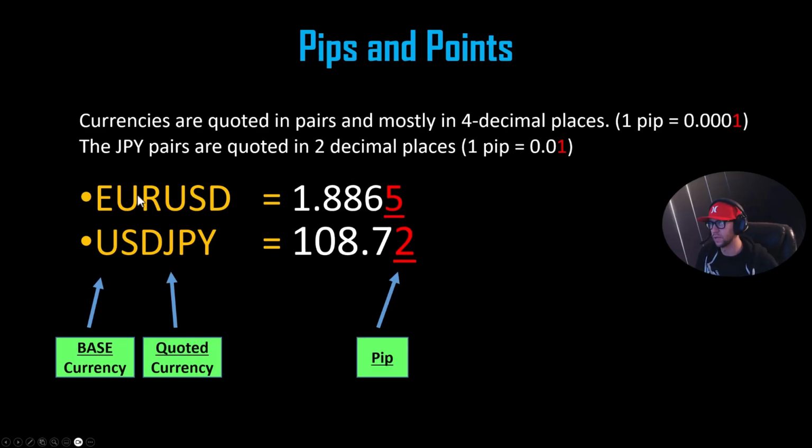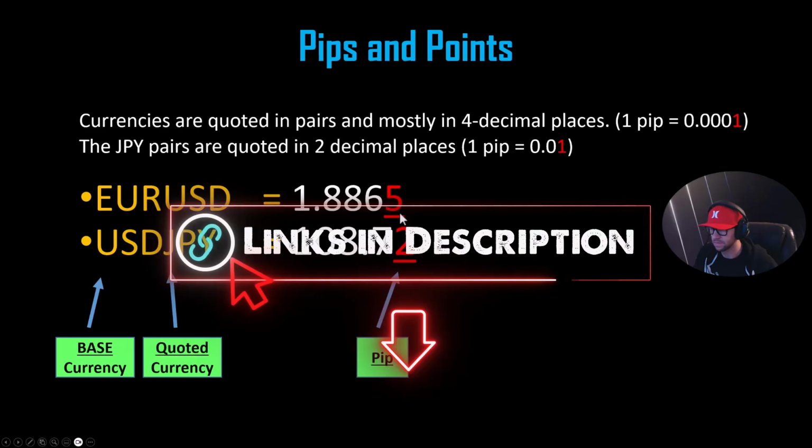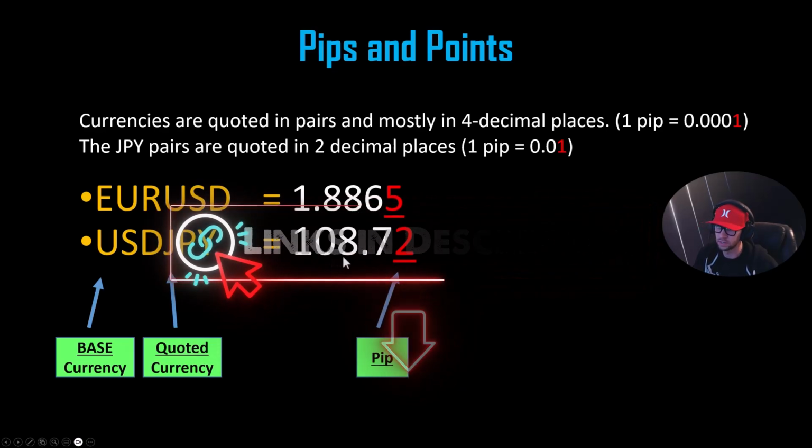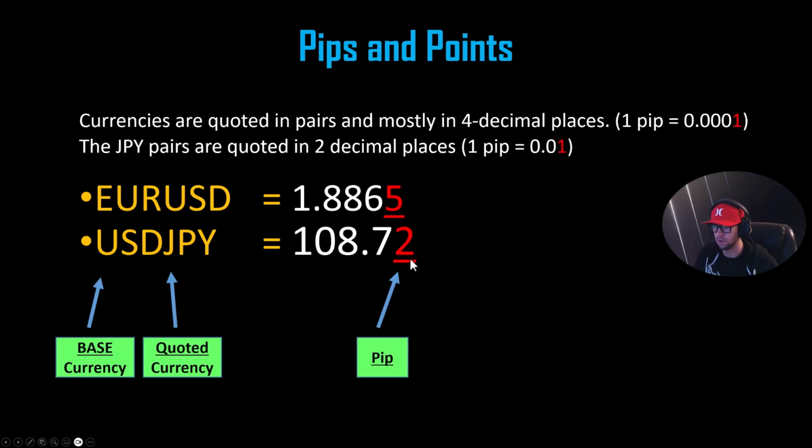A perfect example is EUR USD. I trade a lot of forex pairs. Yes, I trade US 30, NAS 100, and gold, but I mainly trade forex pairs. If I'm trading EUR USD, you have 1.8865, so that 5 would be considered your pip. In USD JPY, it's 108.72, and that 2 would be your pip.